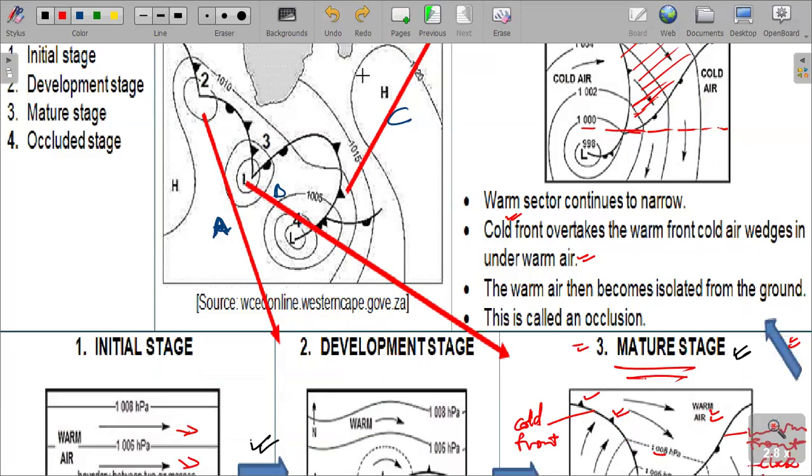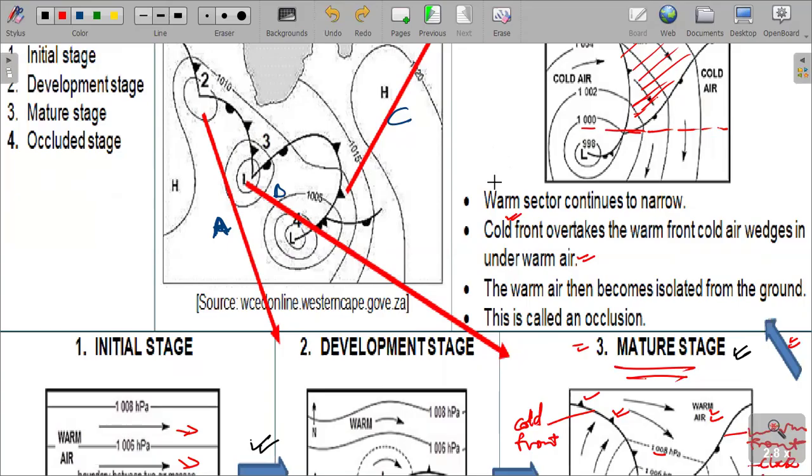So the warm air then becomes isolated from the ground. The warm air becomes uplifted. The cold air wedges itself under the warm air. So this is called an occlusion. I told you occlusion is a stage of cyclone development where all the warm air is cut off from the ground. It is suspended in the atmosphere, and the lower part of the earth, or the ground, is filled with cold air, having only the warm air in the atmosphere. Then we have got an occluded stage.